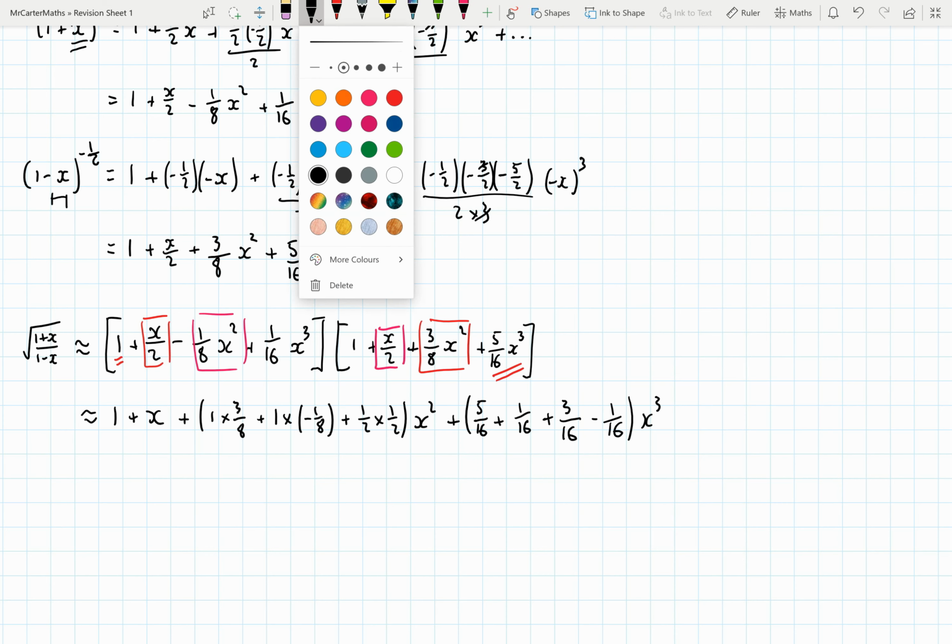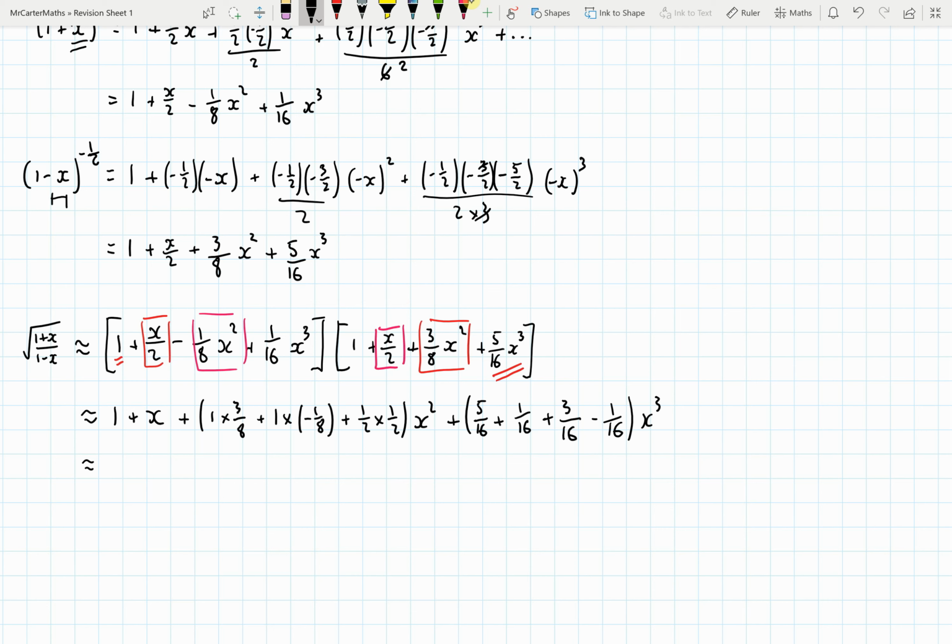Okay, tidying those fractions up. This expansion is equal to 1 plus x. Okay, so I've got 3/8, take away 1/8, which is a quarter, plus another quarter. Quarter plus a quarter is a half. So I've got x squared over 2. And this final one, they're all in 16ths, so I've got 9 16ths, take away 1 16th is 8 16ths, which is x cubed over 2. And again, this is just the start of an infinite series, so I can recognize that.